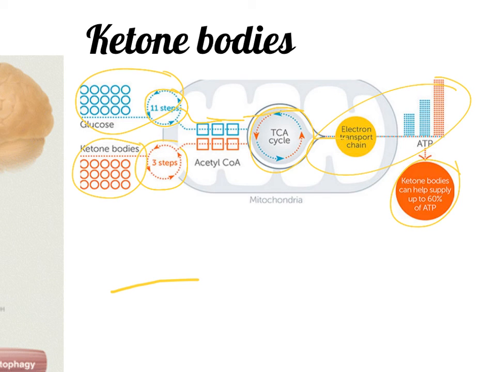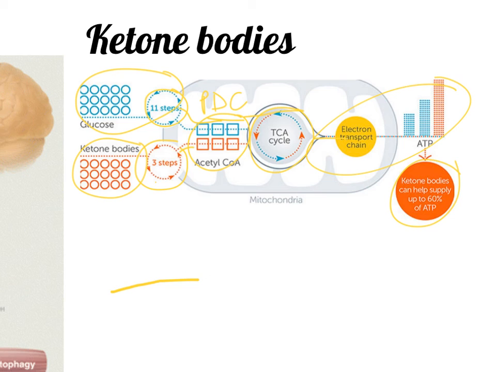Ketone bodies in only 3 steps can be made into acetyl-CoA. So this is the PDC. This is the bridge step. Ketone bodies can be made from 3 steps back to acetyl-CoA, and go into the TCA cycle. So you can get energy, ATP, out of a ketone body.